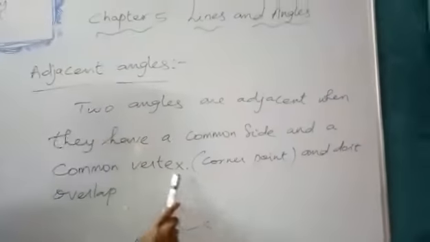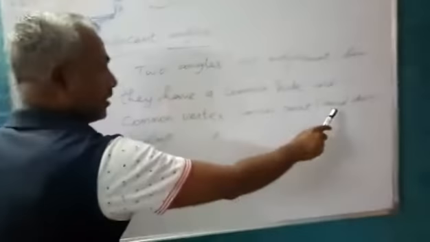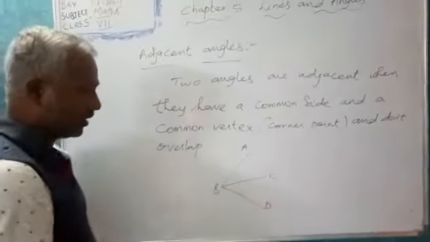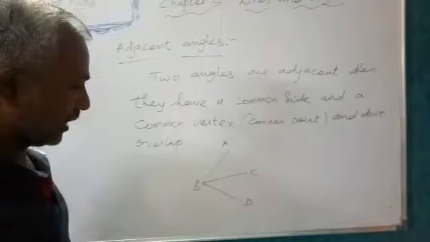Next we move to adjacent angles. Two angles are adjacent when they have a common side and a common vertex. That common vertex is called the corner point, and the angles don't overlap. Listen here, I am showing it in a diagram.